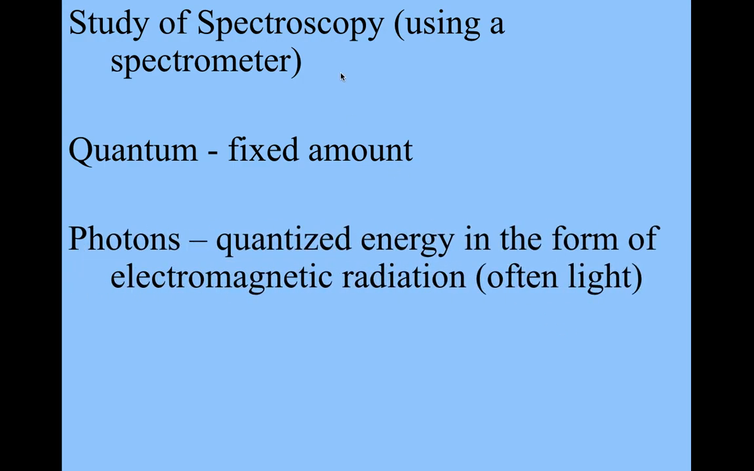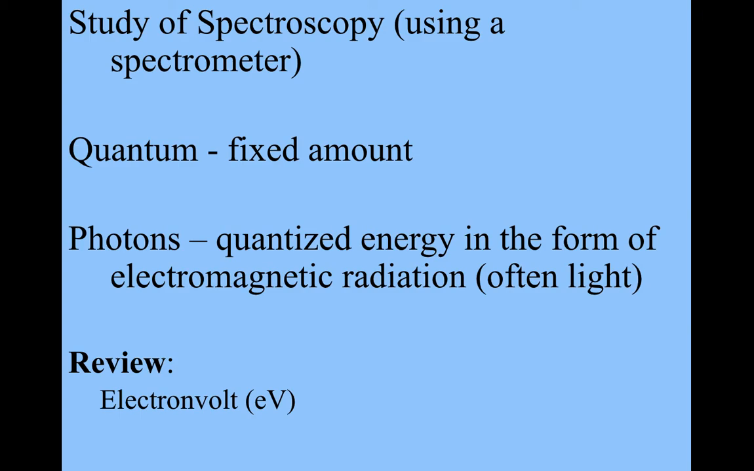And again, this spectroscopy is basically diffraction of light, so it spreads the light out. Bohr's model talks about the fact that these jumps are fixed. Quantum means a fixed amount, not necessarily small. Photons are specifically small packets of light, like the particle nature of light. So photons are quantized energy, a fixed amount in this form of electromagnetic radiation. It doesn't have to be photons of light, it could be photons of infrared or ultraviolet, but mostly we're going to talk about photons of light here.